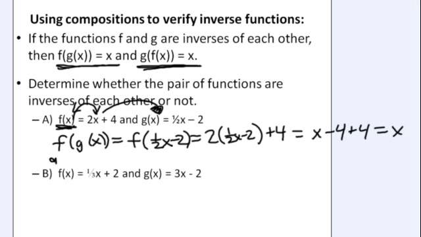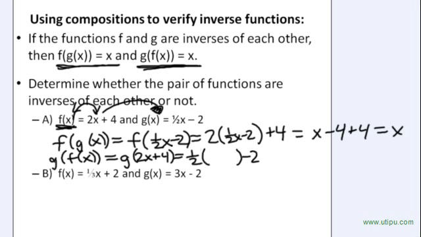Now, I need to also test g of f of x and show that it equals x as well. So starting with the f of x, 2x plus 4, and we're going to plug it into the g function, which says take 1/2 of the input and subtract 2. The input here is 2x plus 4. Distribute the 2, we get x plus 1/2 of 4, which is 2, minus 2 equals x. So yes, those are inverses of each other.